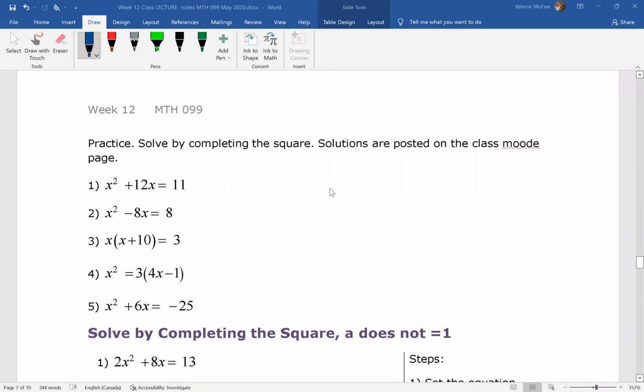I'd like you to take some time right now and do these practice questions. It's important that you're really comfortable using the completing the square method before we look at questions where a does not equal 1. In fact, right now, why don't you do question 3?